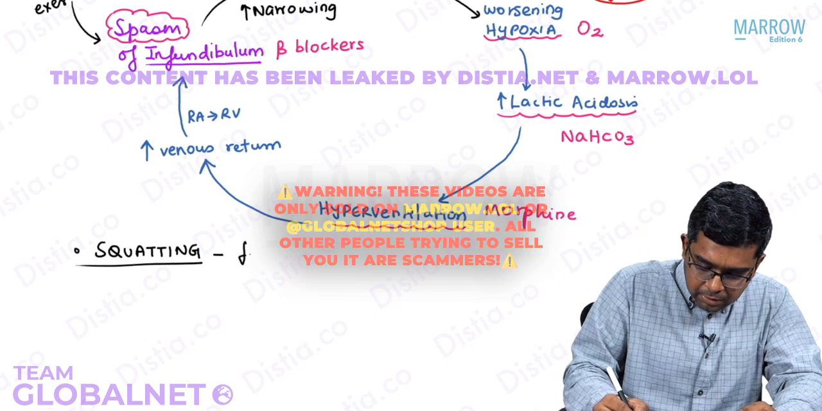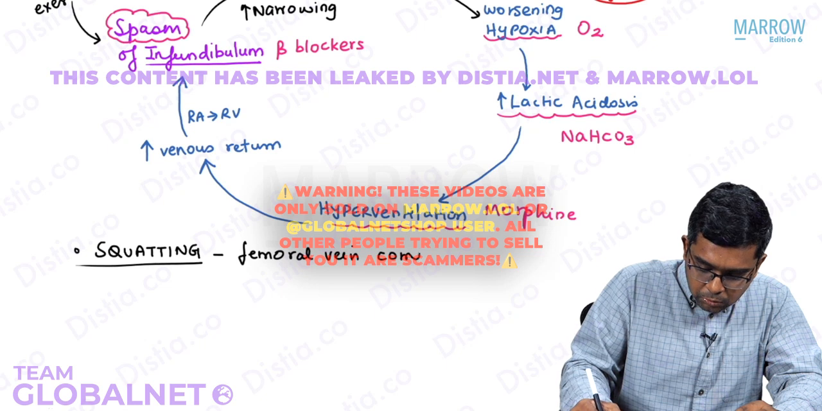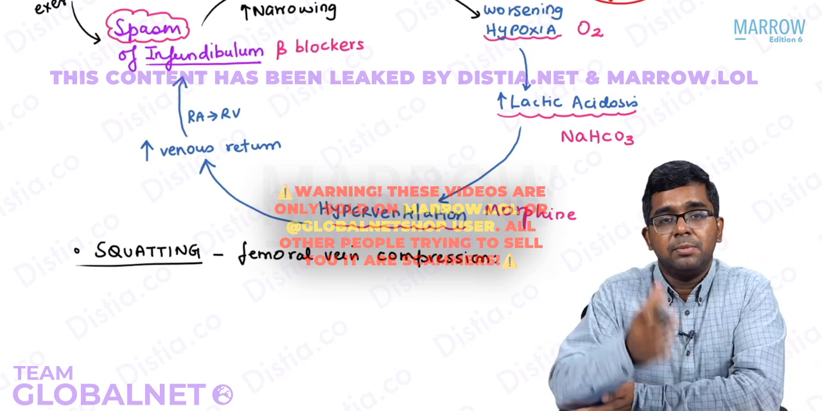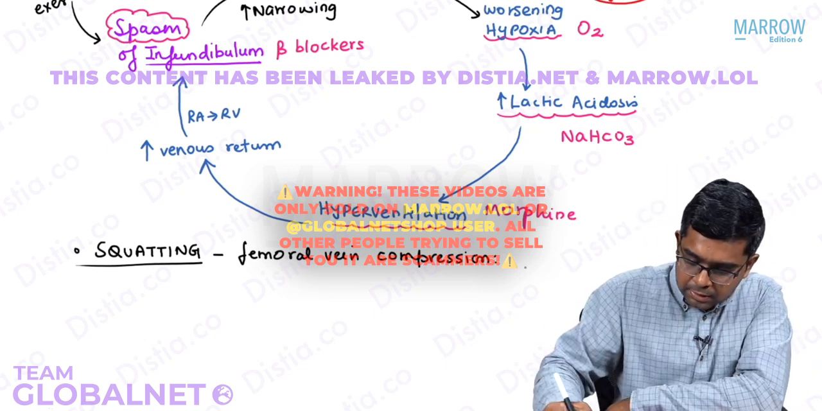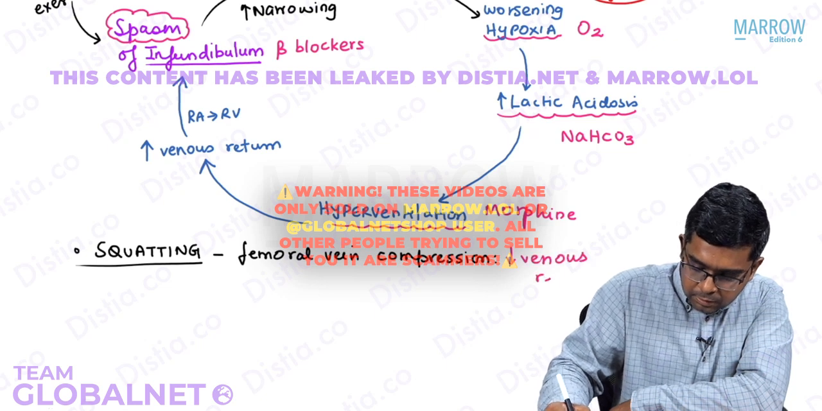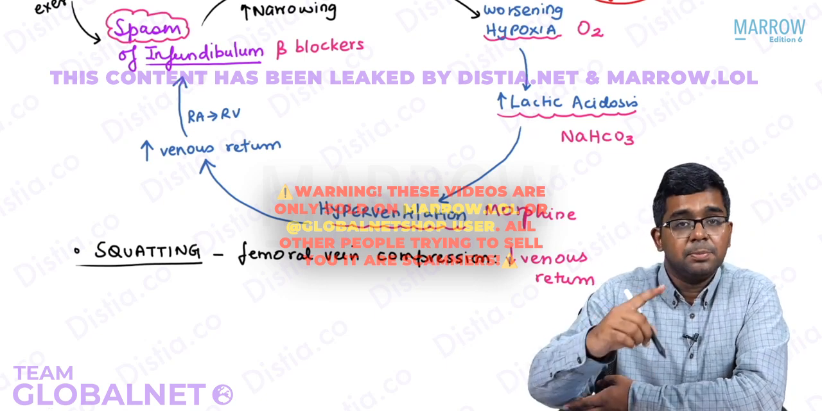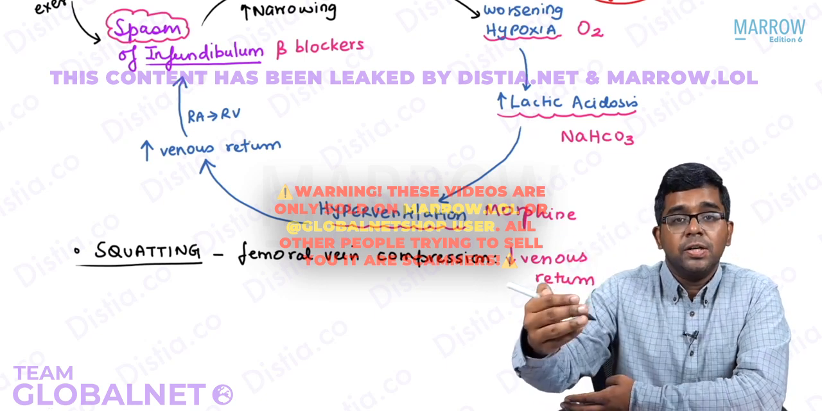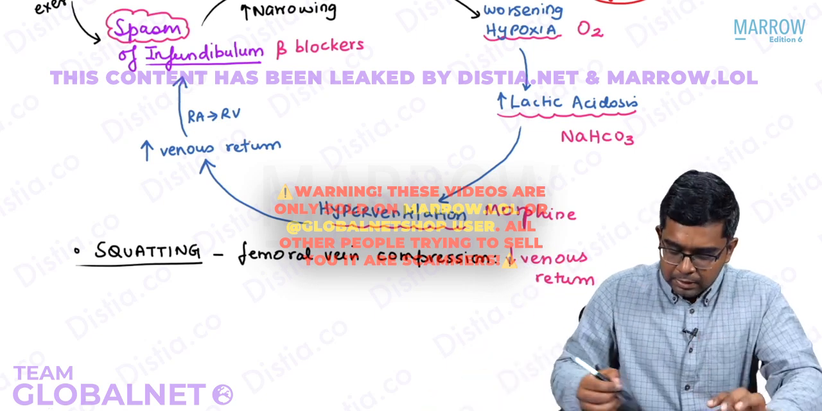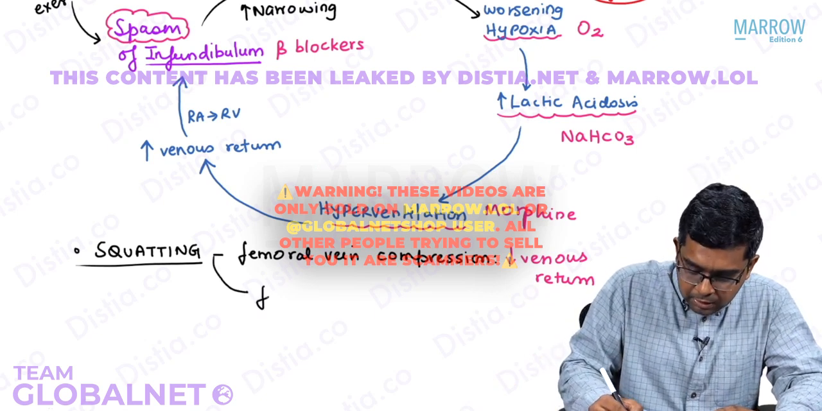For example, if the femoral vein is undergoing compression, what would happen? The venous return through that femoral vein will be decreased. That is advantageous, right? Because I said that increased venous return will precipitate further spasm of the infundibulum. So when you decrease the venous return, that would decrease further spasm of the infundibulum. Very simple. The next mechanism is that during squatting, there is also compression of the femoral artery.